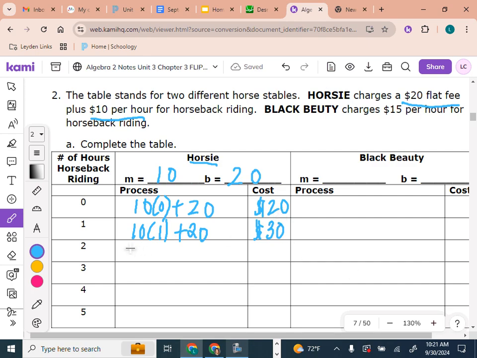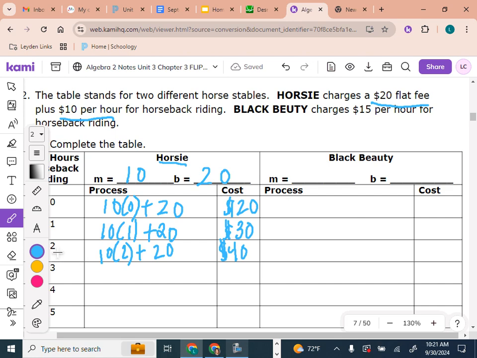If I ride for 2 hours, how much is that going to cost me? 40 bucks. This makes sense because every hour is $10 more, right? Okay, what about Black Beauty? They charge $15 per hour. Is there any flat fee? No. So this one's a little bit more per hour, but there's no flat fee.